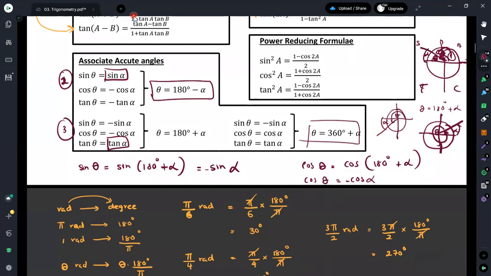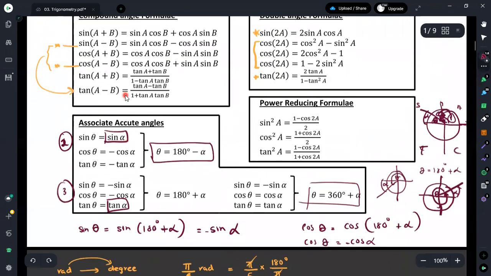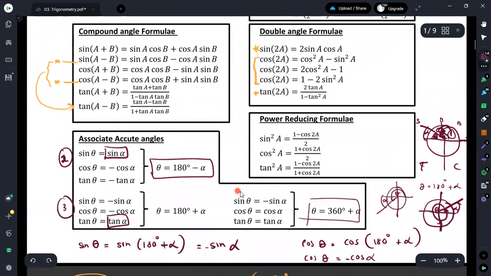Therefore please be familiar with these associate acute angles. You can try the proofs for these associate angles, to check whether you get the same ratios with the positive and negative signs using the compound angle formula. Please try to obtain these associate angles using the compound angle formula.